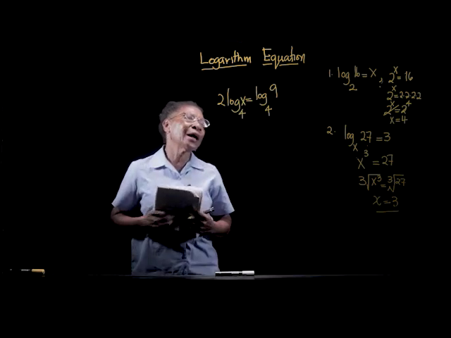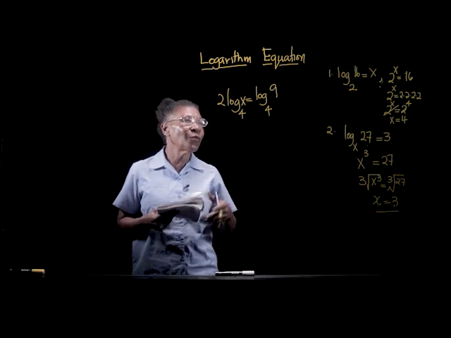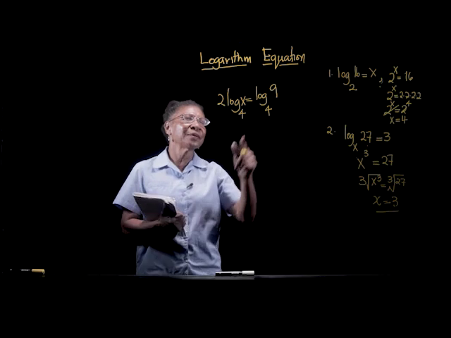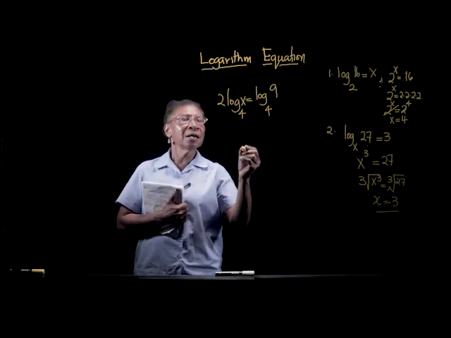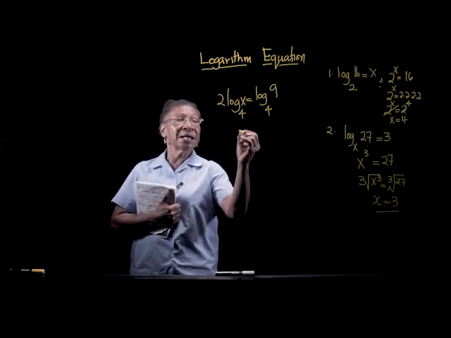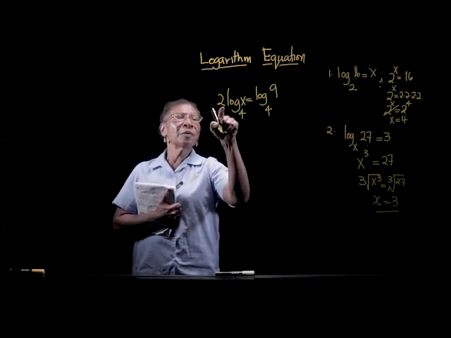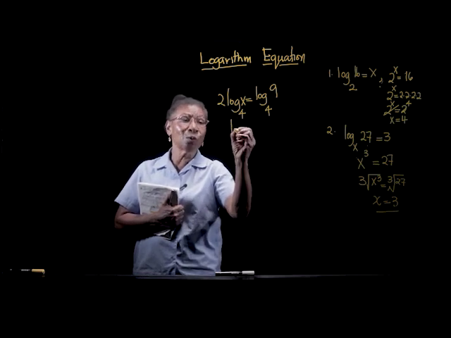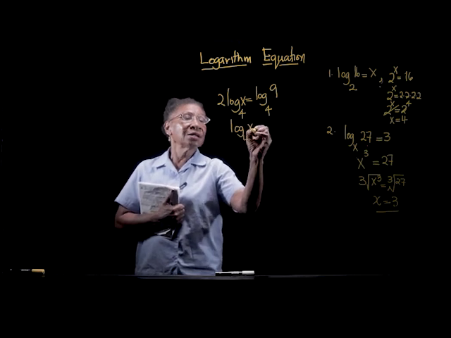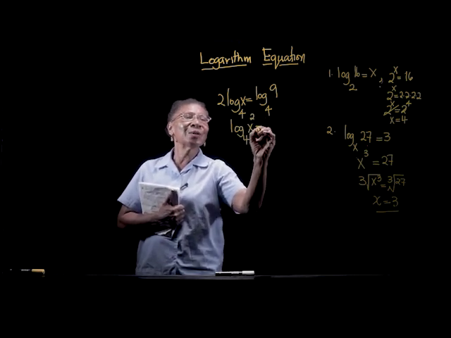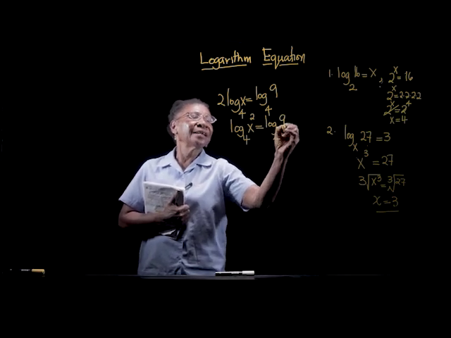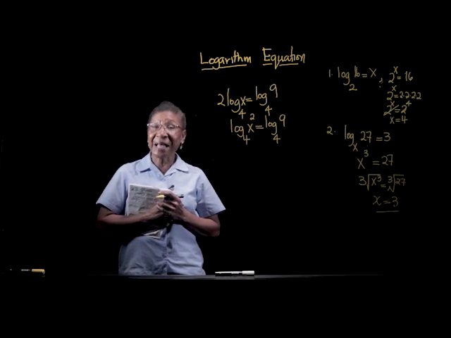2 log base 4 of x is equal to log base 4 of 9. Now, how do we rewrite this to make it look easier? If the properties that we have learned are correct, the 2 before the log, the coefficient, becomes the power, so we would have log base 4 of x to the power of 2 is equal to log base 4 of 9. All right, that makes a bit of sense.